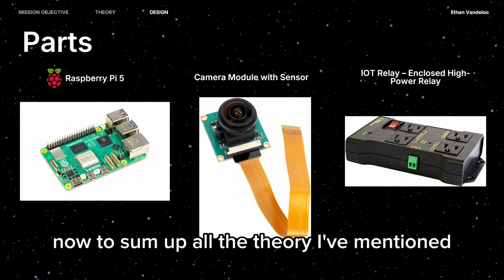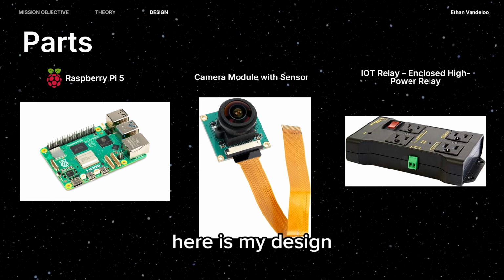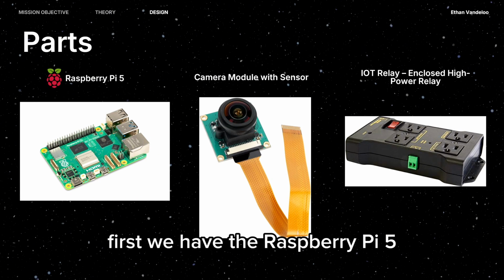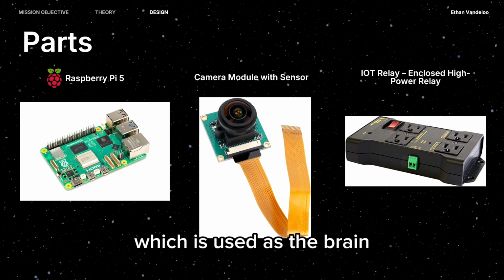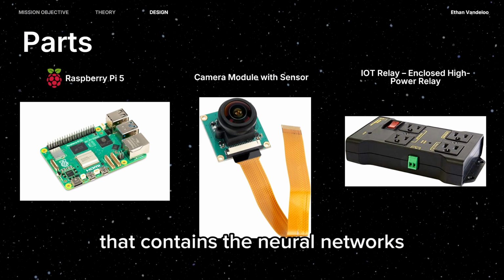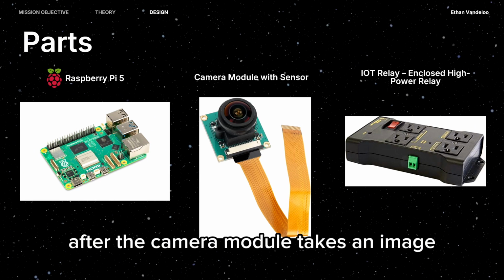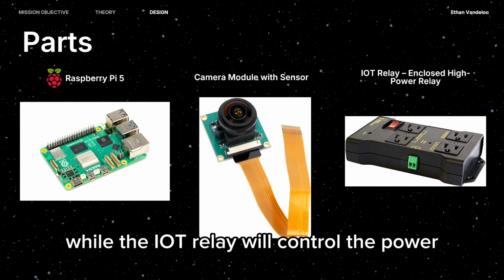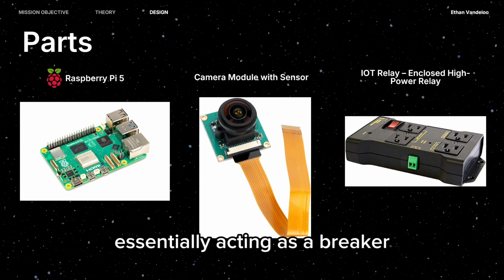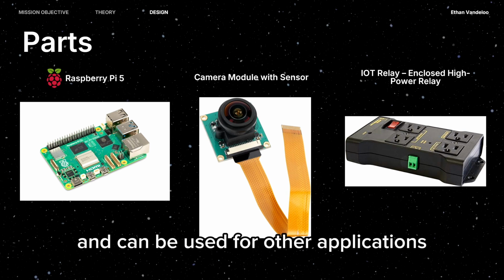Now, to sum up all the theory I've mentioned, here is my design. First, we have the Raspberry Pi 5, which is used as the brain that contains the neural networks, enabling the image recognition after the camera module takes an image, while the IoT relay will control the power, essentially acting as a breaker, and can be used for other applications.